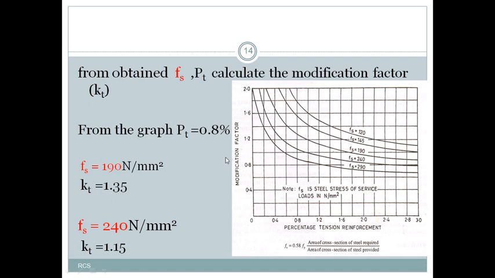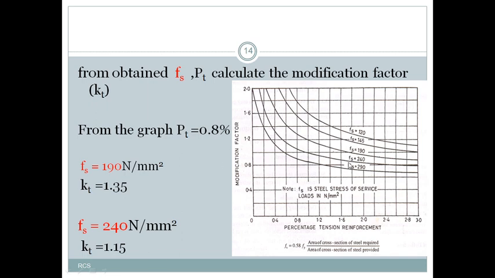For that we require the higher value and the lower value, and we can calculate the in-between value, that is the modification factor corresponding to 237.6. Here, if I want the modification factor for 190 Newton per mm square at the given percentage of steel, it is somewhere between 1.2 and 1.4 and 1.6. My modification factor falls between 1.2 and 1.4, so I will choose approximately 1.35.